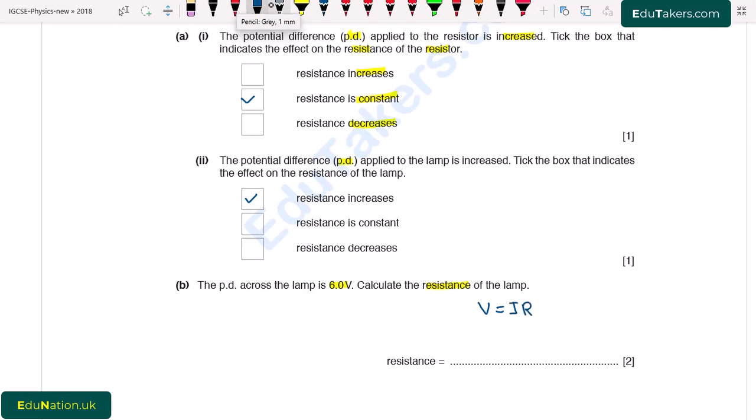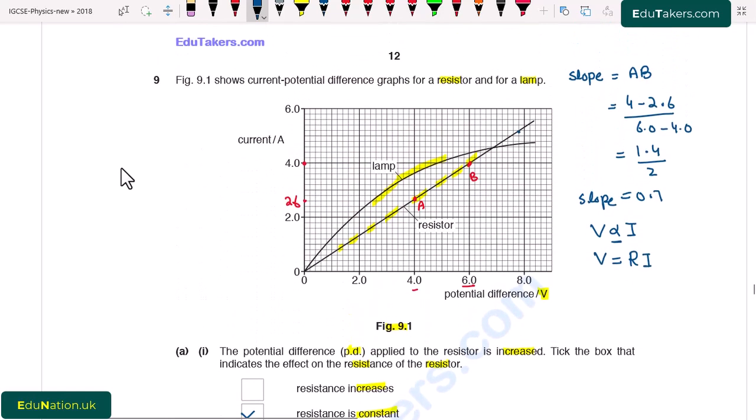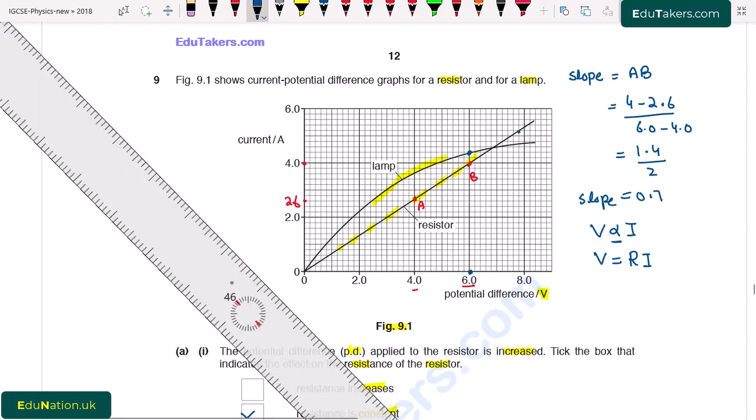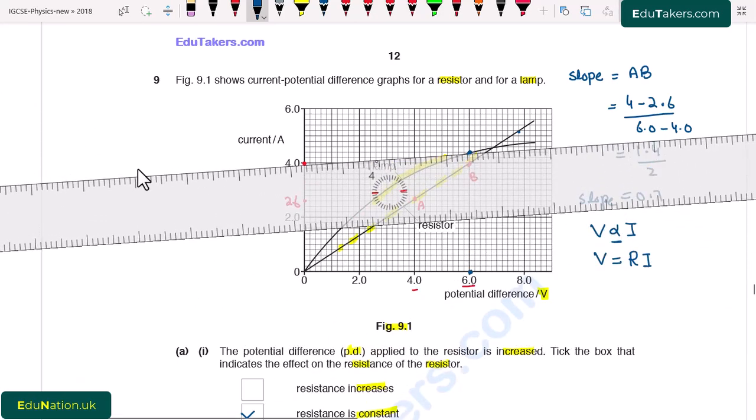In order to find out resistance, we have to know the value of potential difference and current. So R comes to be V over I, and potential is given 6.0 divided by, we don't know the value of current. So going back to the graph, we find out the value of current at 6.0 volt in the case of lamp. So here is 6.0 volt, and at this point it meets the lamp curve. So I join this point on the y-axis and find its corresponding value of current.